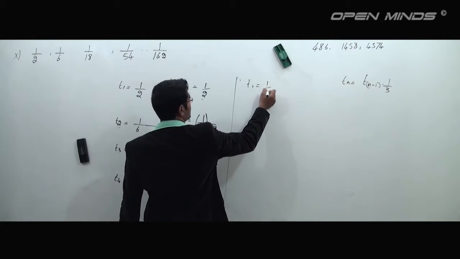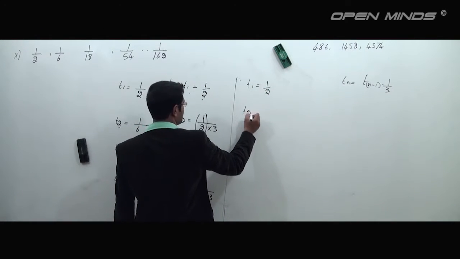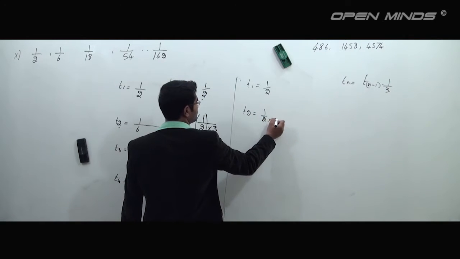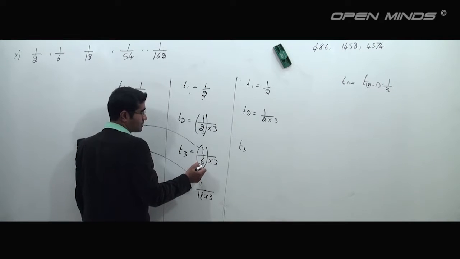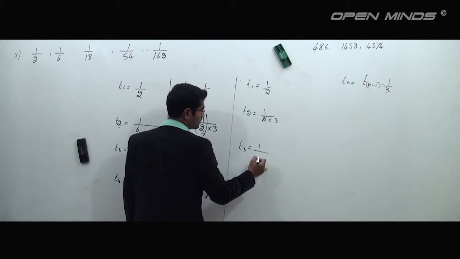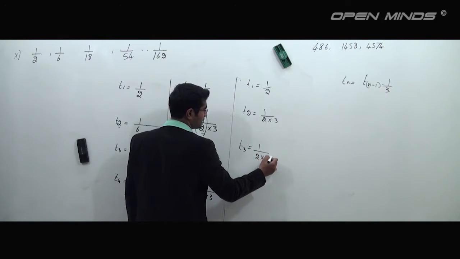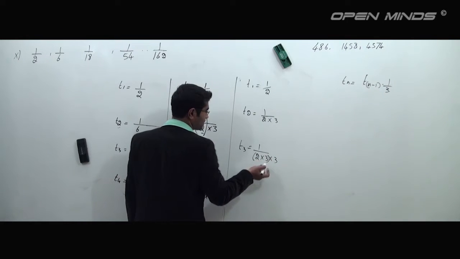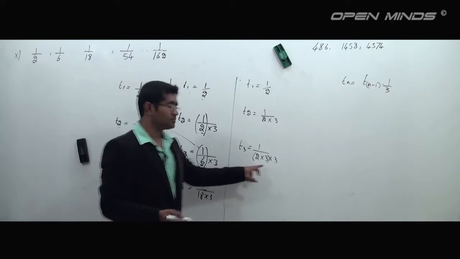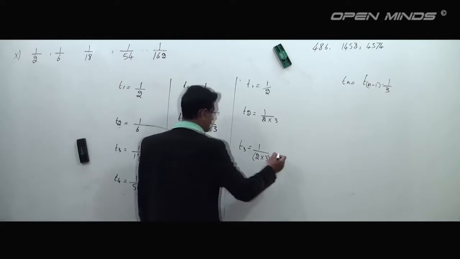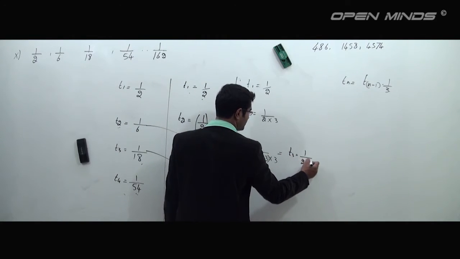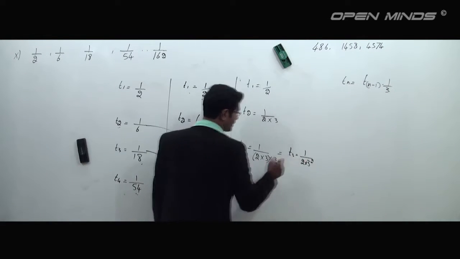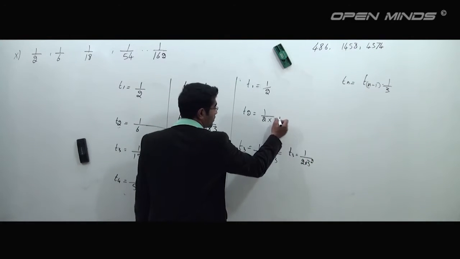t1 is like 1 over 2. Then again t2 is like 1 over 2 into 3. Let's keep it like that. Then what is t3? Can I write this 1 over 6 as 2 times 3? 6 I'm writing as 2 times 3. Or I can write t3 as 1 over 2 into 3 squared. Okay, that works. And this is 3 to the power 1.